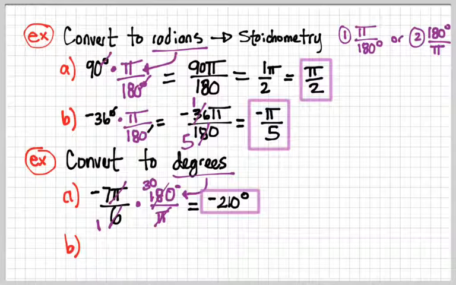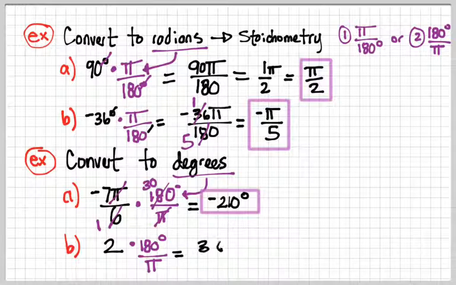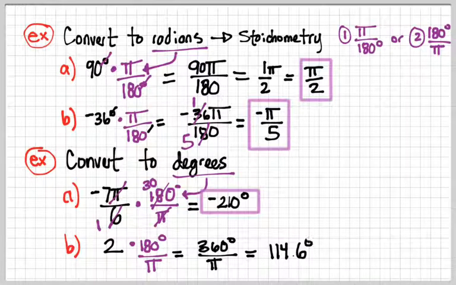Convert to degrees again. Convert 2 to degrees. Now students kind of freak out because they don't see the pi, but we're going again to degrees, so you're going to use the same ratio as before, 180 over pi. And the pi's don't cancel, so we end up with 360 over pi. Which you can plug in your calculator. I think you get something like 114.6 degrees.